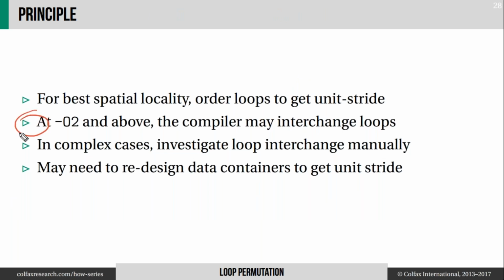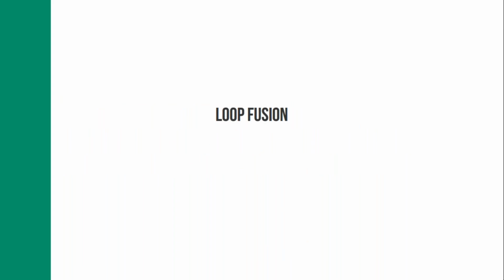The compiler might interchange loops for you, but not in complex cases. In complex cases, you need to investigate it manually, and sometimes it makes sense to look at not just loop permutation, but also data transposition. So there you go. Loop permutation is one of the techniques that you can use to increase your arithmetic intensity.